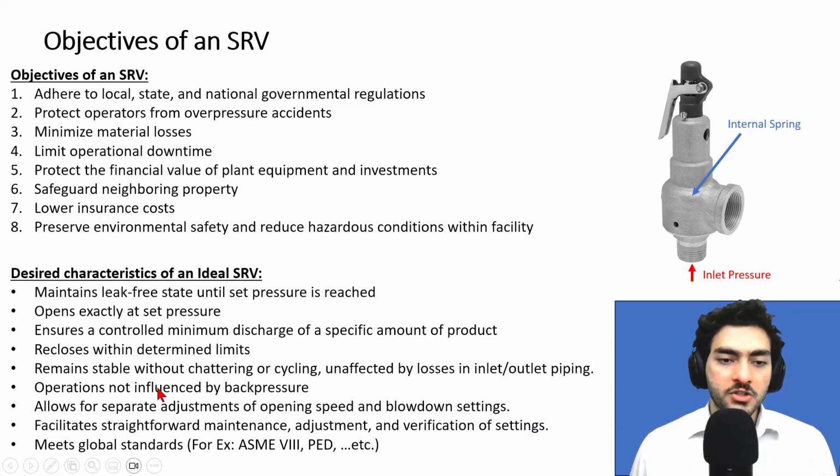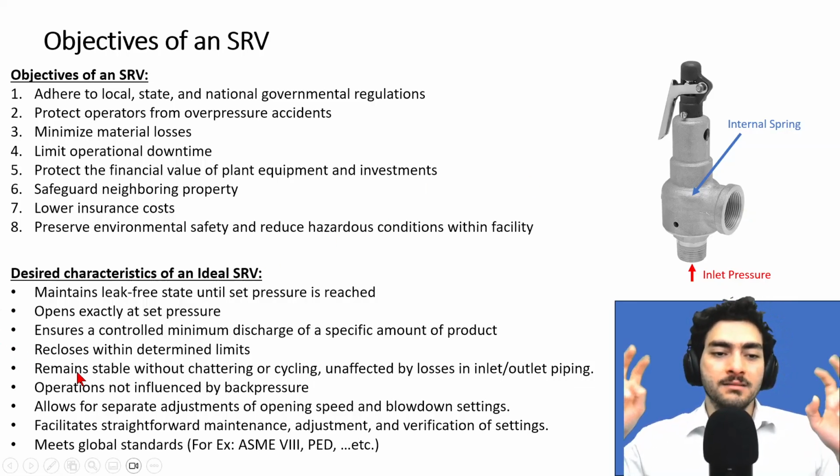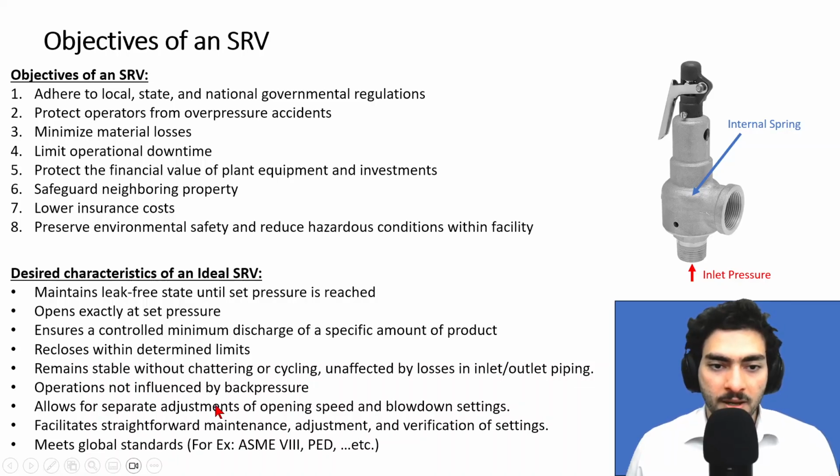You want the operation of the pressure relief valve to not be influenced by any back pressure. What you'll find is there are different categories of pressure relief devices, whereby if you have high back pressure on the discharge line, then some pressure relief devices are more suited than others. And it also depends on whether your back pressure is constant or variable. Obviously, an ideal safety relief valve wouldn't be influenced by that, but that's not realistically the case.